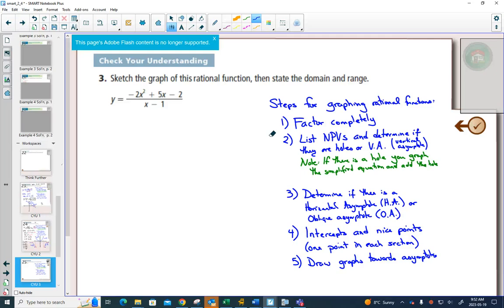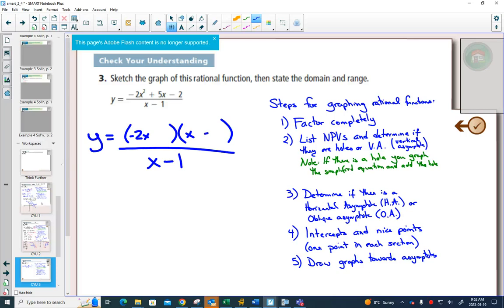We will factor first, if possible. If this can factor, we would get negative 2x and x. And it could be a possibility that when you try to factor something, it doesn't factor. If you're ever wondering, does it factor or not, you could always use the quadratic formula just to check.